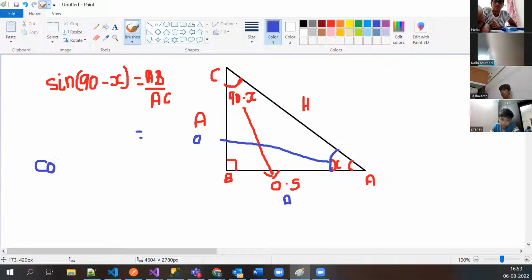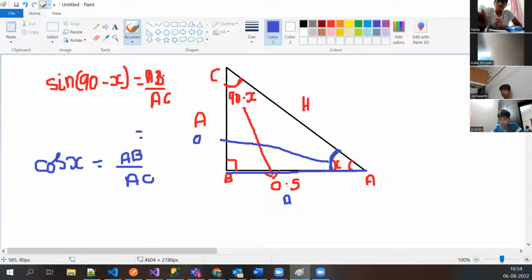What is the value of cos X? What is the cos X definition? Adjacent side by hypotenuse. Right. What is the adjacent side for this angle, AB or BC or AC? Think and tell. AB. What is the hypotenuse? It's AC. Yes. Now you can see AB by AC is there. What can I write here? Sine of 90 minus x equals cos x. Is everyone clear? It's simple. Just flipping between the two angles, so that you will get the answer.